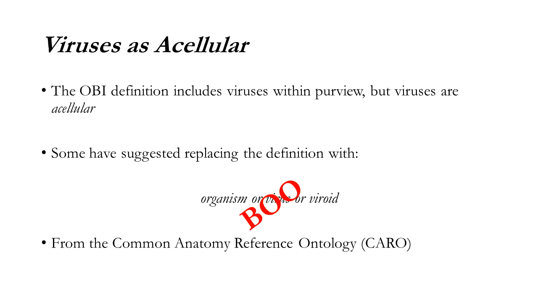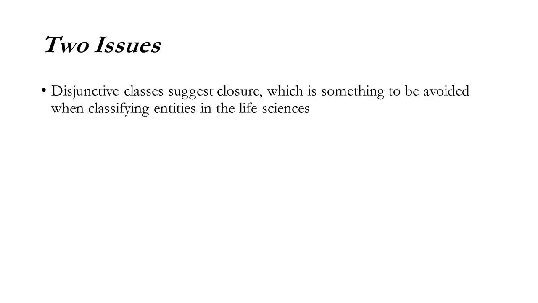I say boo. Here are some issues. Disjunctive classes, like those classes involving an 'or', suggest a closure over the class, which is something to be avoided when classifying entities in the life sciences. We don't want to say, look, this class covers this or this or this. We might be wrong, right? There may be new things that we discover. New discoveries are made all the time. For a while, we didn't know about viruses, for instance.